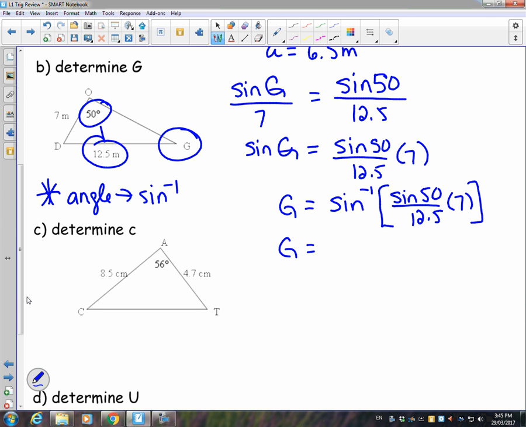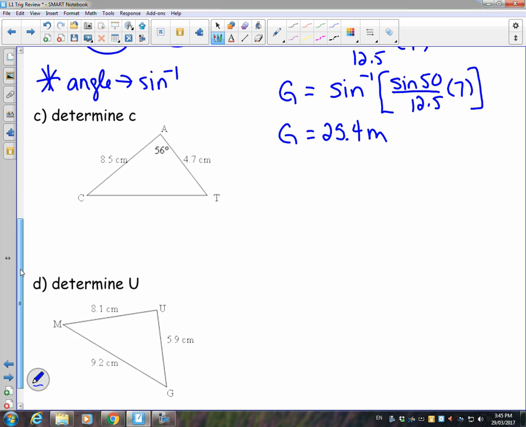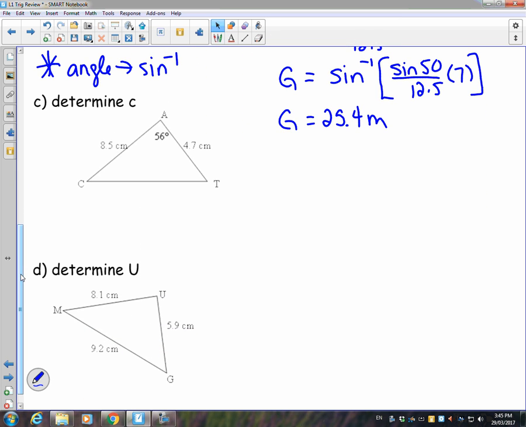What have I got here? Perfect. I have 25.4 meters. All right, two more quick ones, and then you guys are on your own.